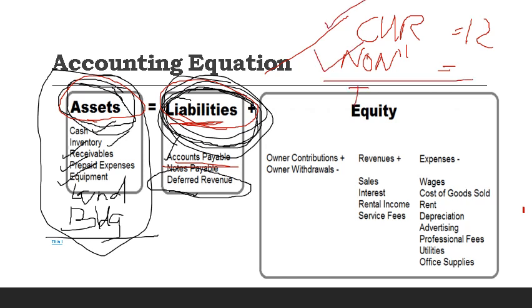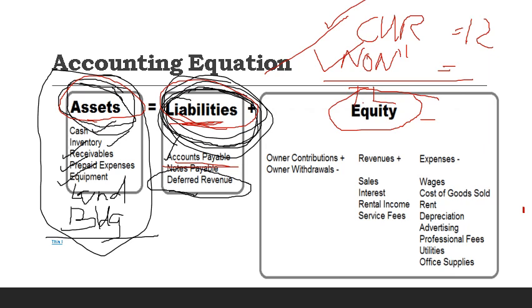Okay? Now let's go to equity. Again, I would like to reiterate that if it's a proprietorship or partnership, it's called owner's equity. If it's a corporation, it's called shareholders' equity. The question here is: how much is left over? How much is left to the business? So, that's what you're looking at in your equity.